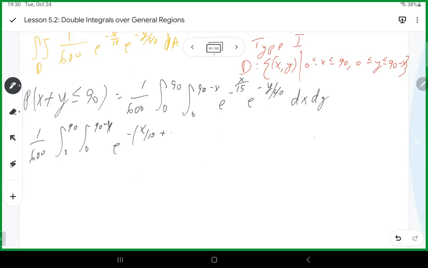Then e to the negative x over 15 plus y over 40, dx dy. So if you do all that stuff, and possibly shove it into a calculator, you end up with 0.8328.